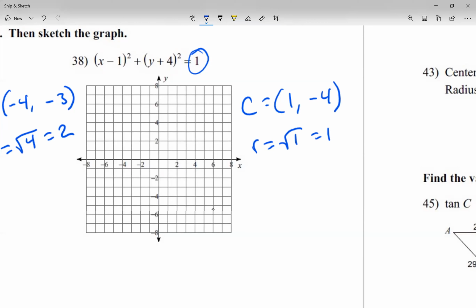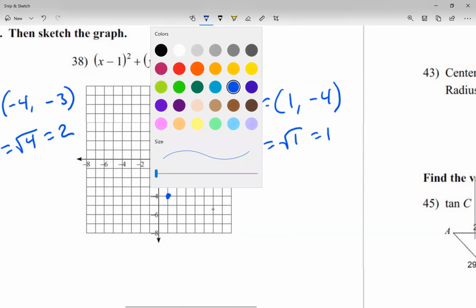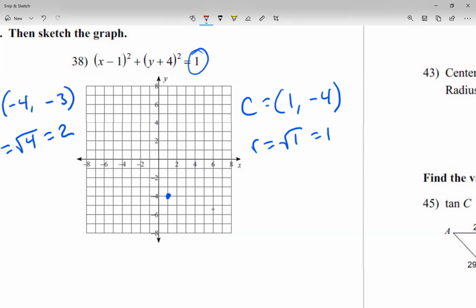So the radius is 1. Let me graph the center of the circle, right? Let me plot the point 1, -4. It's right there. That's the center of the circle. Because the radius is 1, from the center, I'm going to go 1 each direction. So 1 up, 1 down, 1 to the right, 1 to the left. From the center, I went 1 each direction. Those 4 points give me a very good idea where the circle goes through. So I'm just going to draw a circle.